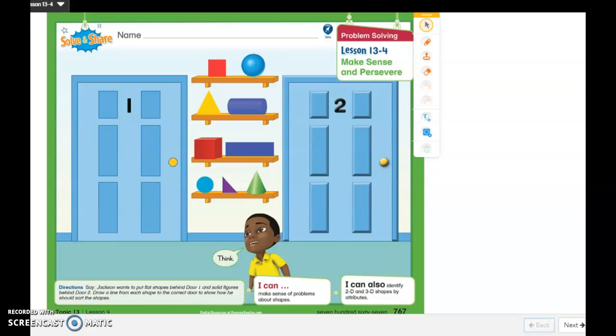Okay, so Jackson wants to organize his shapes. He has 2 doors, okay? Think of it like he has 2 closets and he's putting his toys away in 2 different places. He wants to put all his flat shapes behind door number 1. And he wants to put all his solid shapes behind door number 2. So, which shapes go where? Start to kind of point which ones go behind door number 1 for the flat 2D shapes.